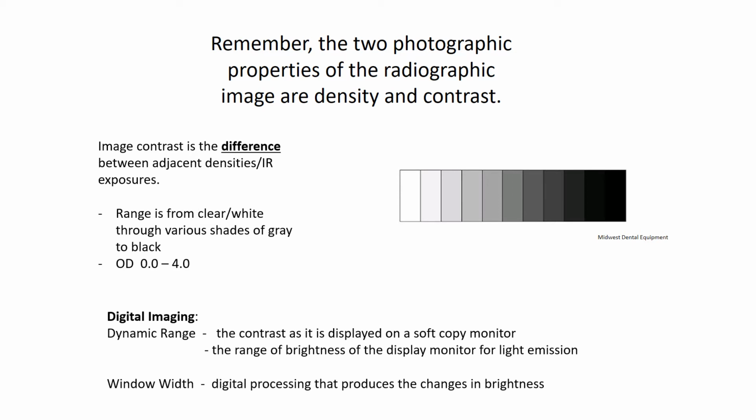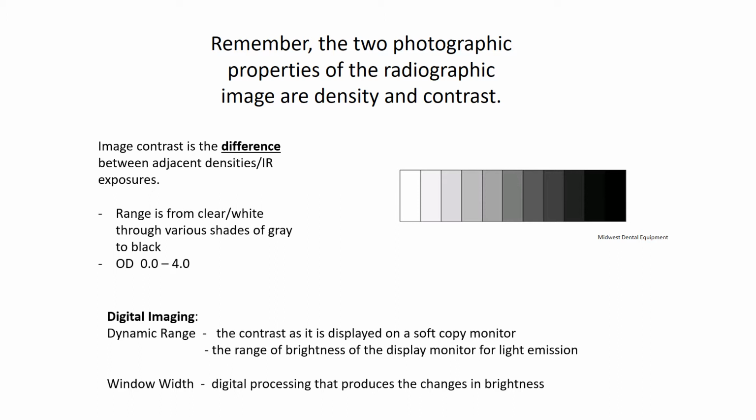Now when we talk about digital imaging, it uses a couple of terms for contrast. One of them is dynamic range. And we define dynamic range as the contrast as it is displayed on the soft copy monitor. So what you're looking at on the screen when you see these differences in density. So it's the range of brightness.